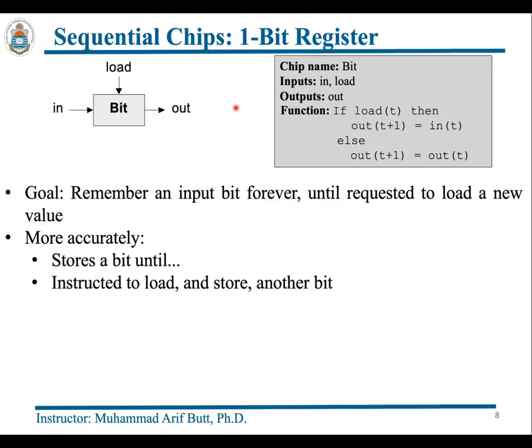Well, this slide shows the chip interface and the function which this 1-bit register is going to perform. You can see the chip name is bit, and of course the file name is bit.hdl. The chip interface shows that this chip has two inputs, namely in and load, and one output, namely out. And the goal of this chip is to remember or store an input bit until it is instructed to load and store another bit. Let us try to understand how this chip achieves this functionality by an illustration on the next slide.